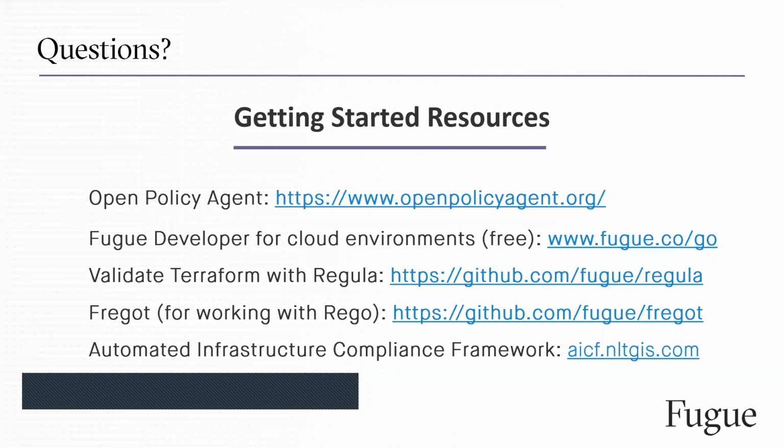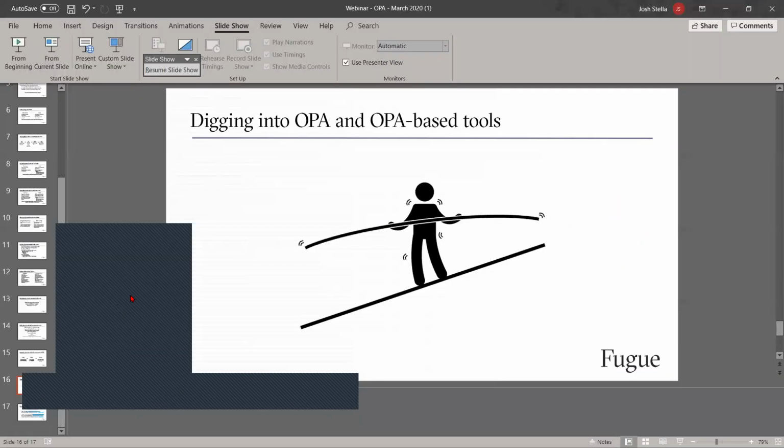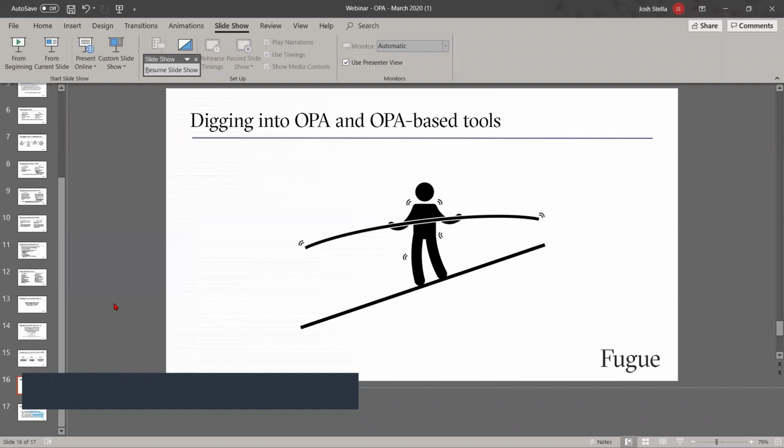All right, Drew, did we get any questions? We do have some questions. First up is, how well does OPA scale? Drew, are you with me? Yes, can you hear me? Hello? Can you hear me? Drew, I can hear you, yes. Okay, the question is, how well does OPA scale?